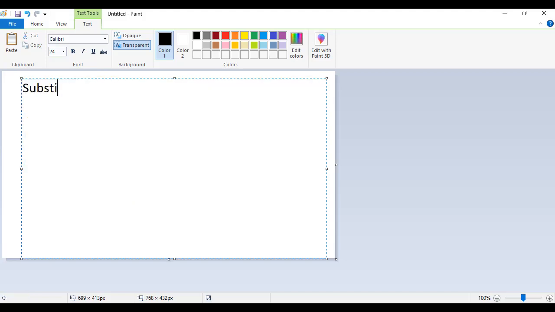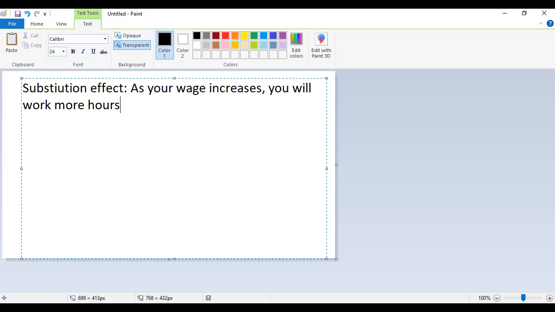The substitution effect is effectively the opposite of the income effect. It basically says that as your wage increases, you will work more hours. That's it. It's nothing crazy. Anyways, that's what the substitution effect is. It basically just says as you see increases in your wage, you will work more hours. That's basically it.